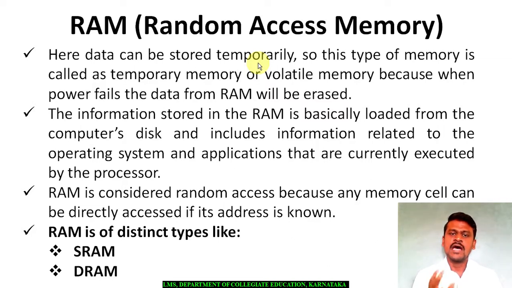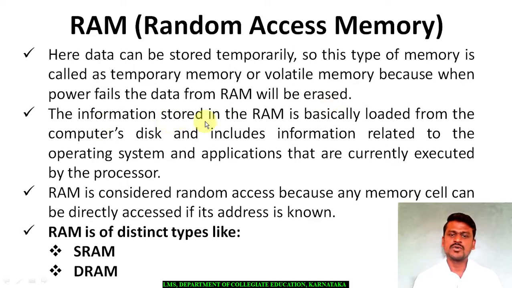It will be stored unless and until the power is on. That means as long as you give the power connection to the CPU, the data stays stored in this memory. Once you switch off the computer, the data stored inside the random access memory will be cleared permanently, right? So this type of memory is called temporary memory or volatile memory, because whenever power fails, the data from the RAM will be erased, as I said earlier.